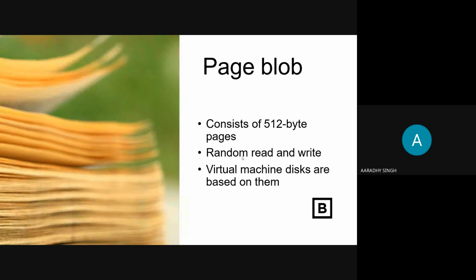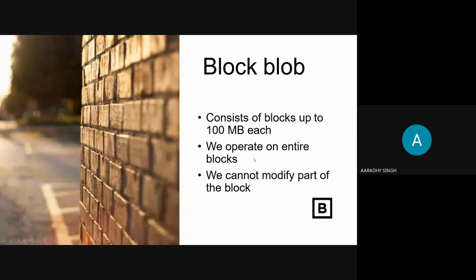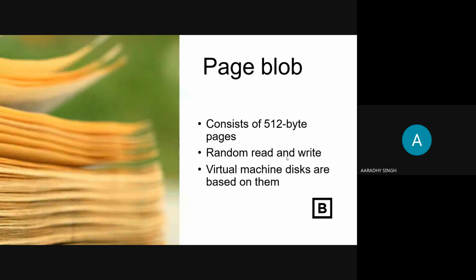Page blob is mainly working with the random write pattern. So it is mainly used with the virtual machine. If you're going to attach a hard disk with a virtual machine, the hard disk is also a storage type available. In that case, Microsoft internally uses the page blob. So randomly it will read and write data, while blob works on the sequential IO pattern. Means in a sequence the data will be read and written, for example, 4 MB. While in this case randomly it will read and write the data.